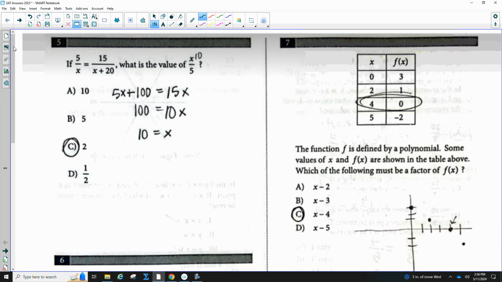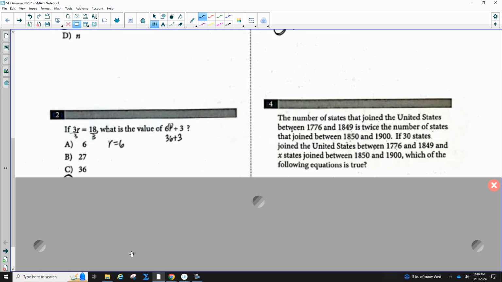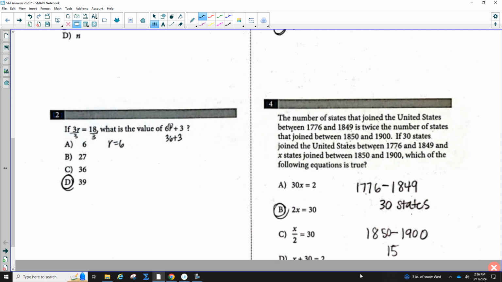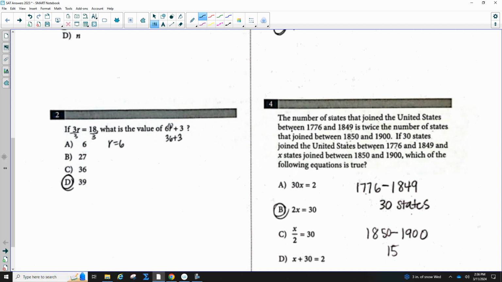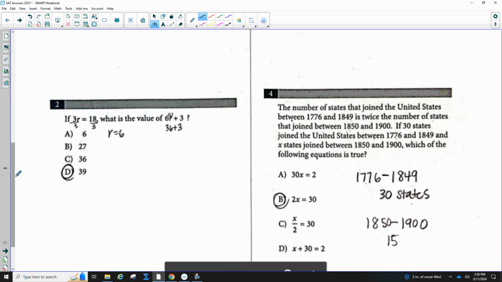Number 2, what did you guys get? That one's pretty easy, okay? Hopefully you don't need a whole lot of explanation. Number 4, what did you guys get? Now that I'm showing it to you.